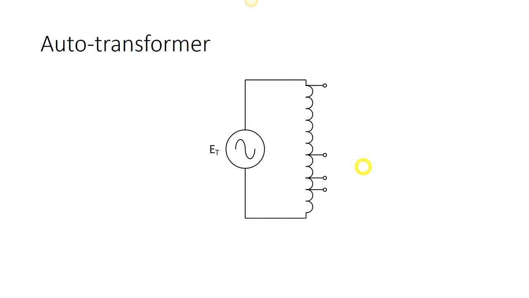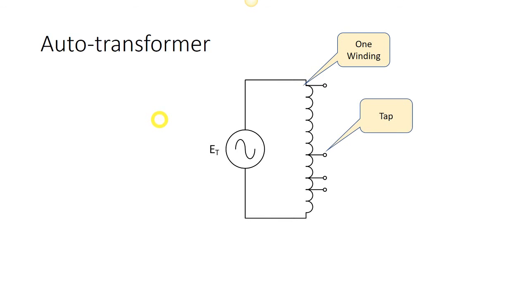So here is a schematic of an autotransformer. This is our symbol for a winding, and it kind of is there to depict a coil of wire. And what these are actually are taps. So we have just one winding in our variac, or our autotransformer.